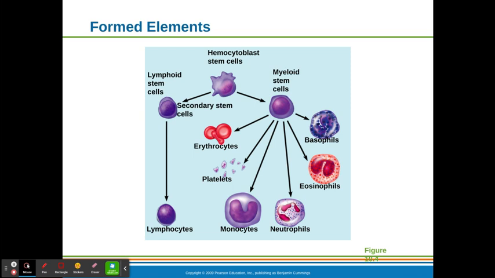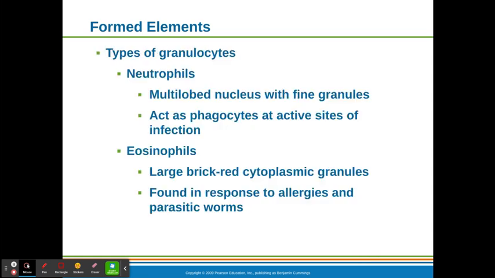So they all come from hemocytoblast stem cells, and they branch into either lymphoid stem cells, giving rise to the lymphocytes, or myeloid stem cells, which give rise to all of the other formed elements, including our red blood cells.